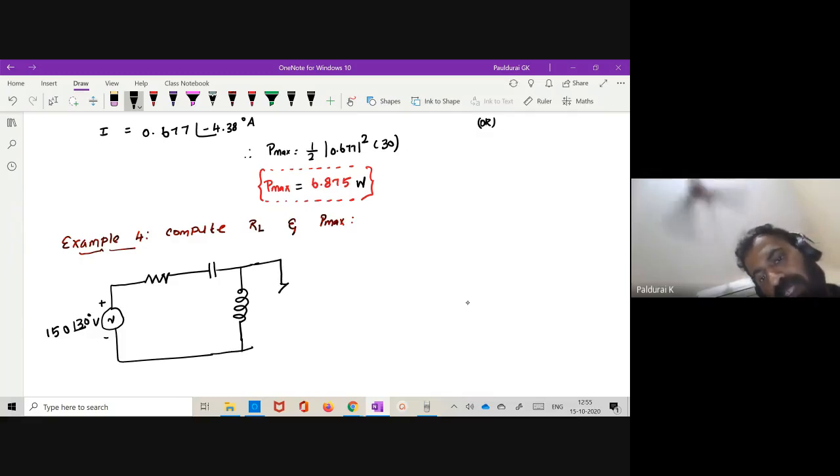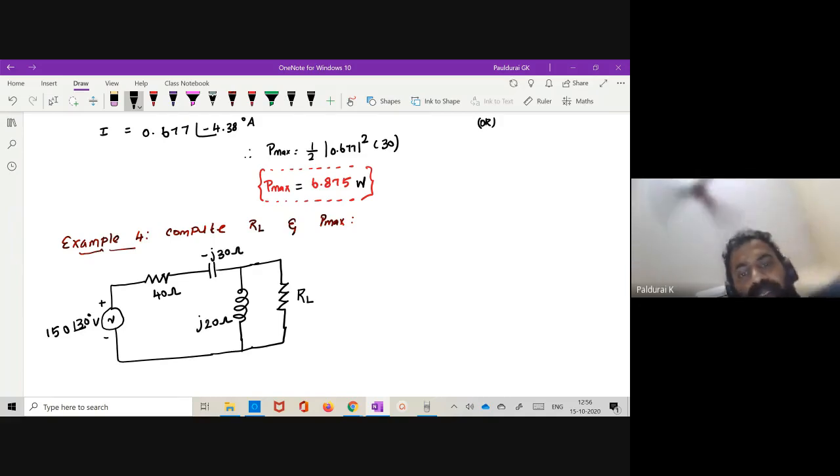So this time my load is resistance, not impedance. Be careful. First look at the problem clearly, whether the load is impedance or resistance. Here it is resistance. 40 ohm, that is minus J30 ohm, it is J20 ohm. So this time I just want to know what is RL. First you do it by yourself.